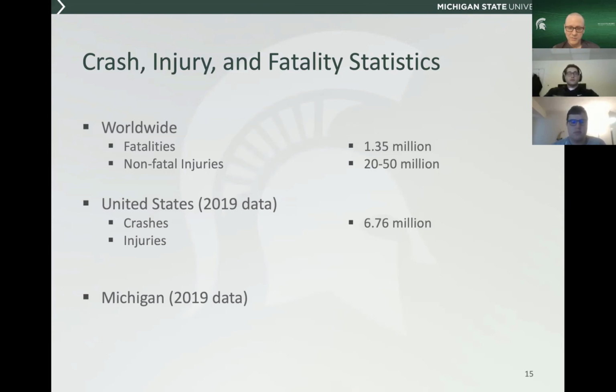So 6.7 million crashes, and those result in 2.74 million injuries roughly. So as those numbers suggest, the vast majority of those crashes, even those that are reported, are still going to be property damage only. But there are a significant number of injuries and also traffic fatalities.